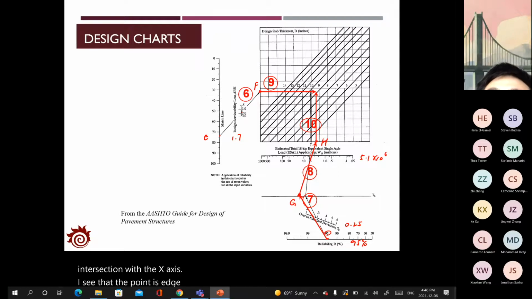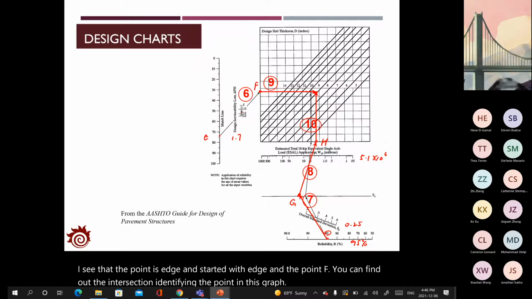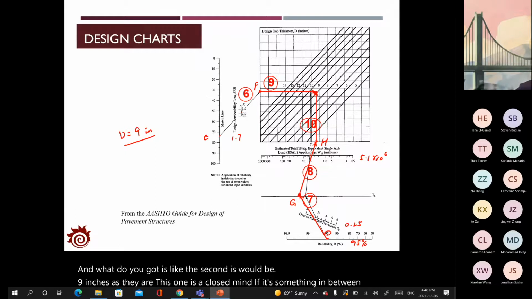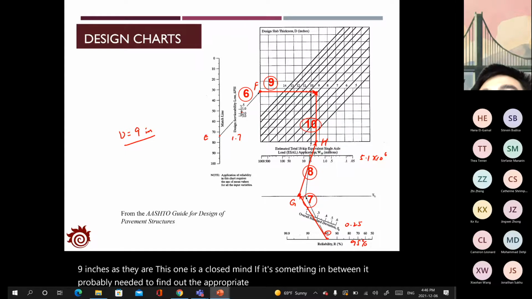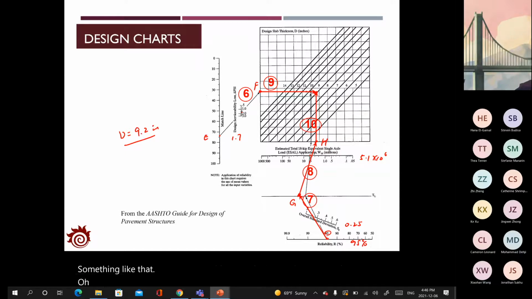Start with H and the point F, and you can find the intersection. Identify the point in this graph, and what you get is that the thickness would be 9 inches, because this one is close to 9 inches. If it's something in between, you probably need to find a more accurate value. Say it is between here, that is probably 9. Well, for this example, that is probably 9.2 inches, something like that. So that's the way for you to identify the thickness of the PCC slab.